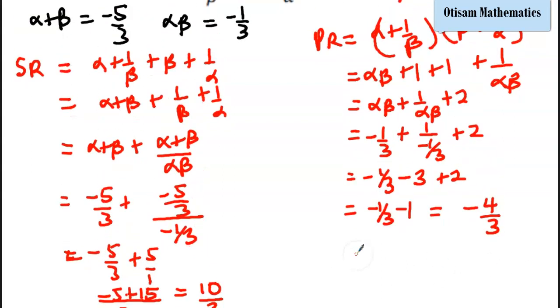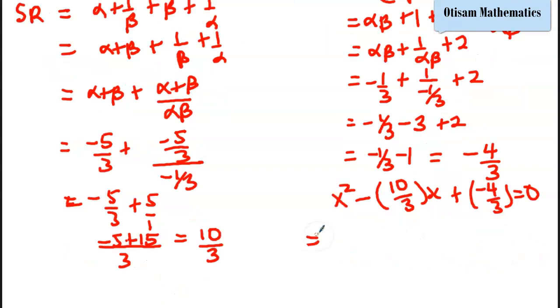Then form the equation. So we have x squared minus 10 on 3 x plus minus 4 on 3 is equal to 0. Multiply through by the LCM, which is 3: 3x squared minus 10x minus 4 is equal to 0.